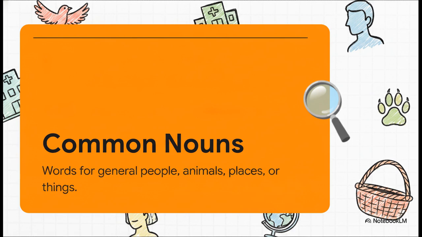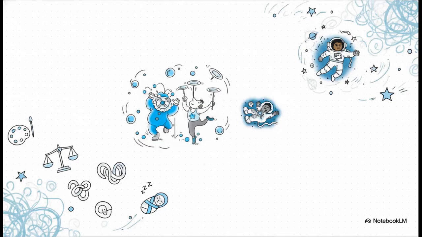Think bird, hospital, basket. Whether you're a clown juggling pins or literally an astronaut floating around in deep space, those broad job titles are still common nouns. They describe a type of person, not a specific individual. Other everyday examples would be words like artist, lawyer, aunt, or baby.